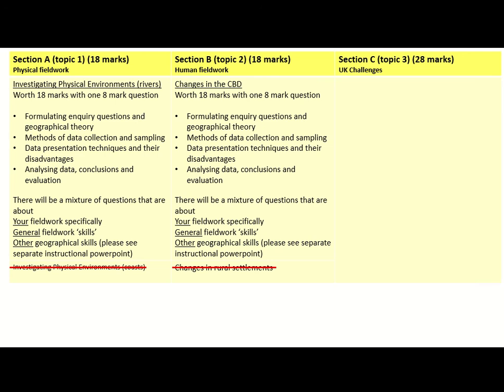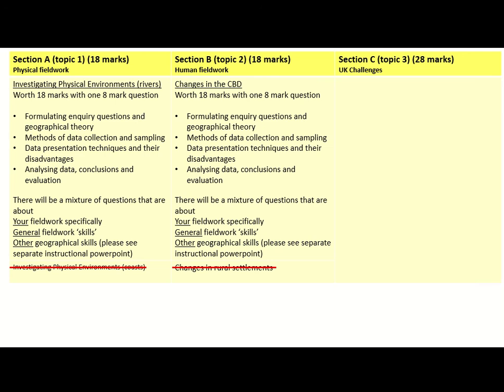It's about formulating inquiry questions and theory, methods of data collection and sampling, data presentation techniques and their disadvantages, analysing data, conclusions and evaluations. So there will also be that mixture of questions about your fieldwork going to Norwich, general fieldwork skills and other geographical skills in general.